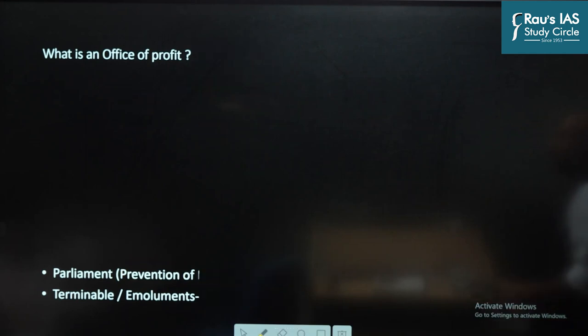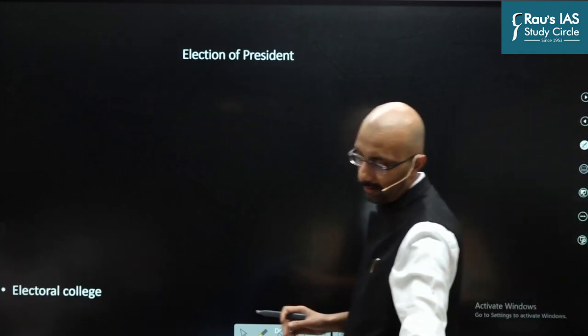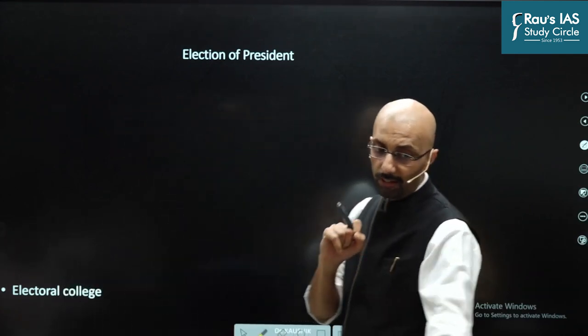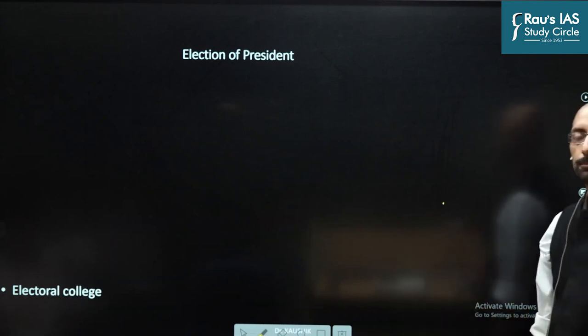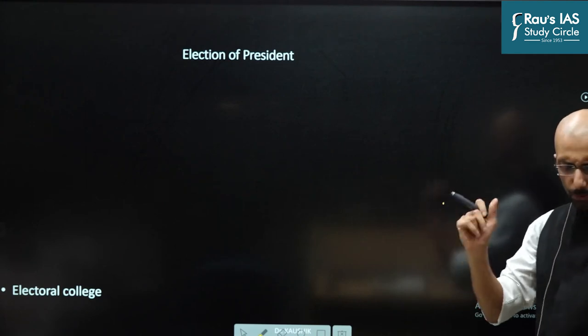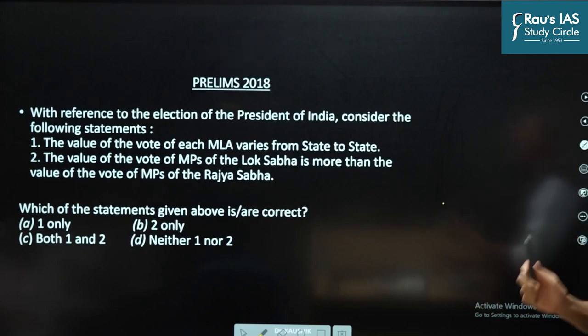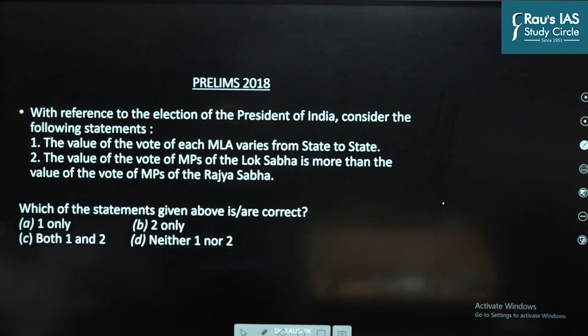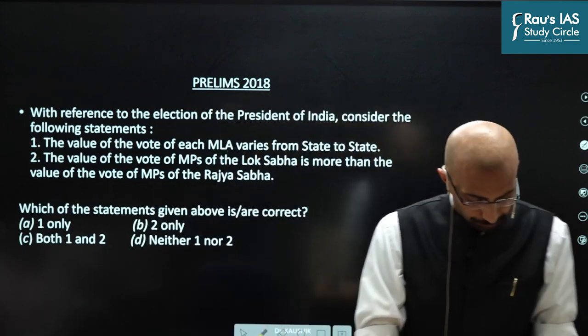Okay. So now we come to the main topic for today, that is the election of the Indian President. As I was saying, every 5 years when we have elections of President, there is definitely one question in the exam from his election process. So let me show you one question. Look at this question. We will come back to this question once we have done the entire topic.